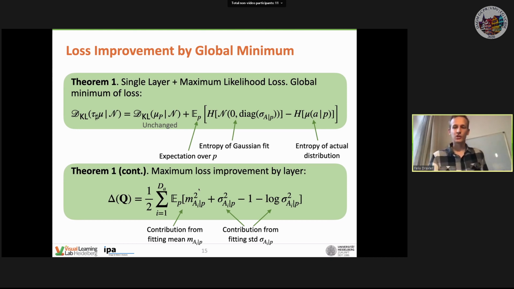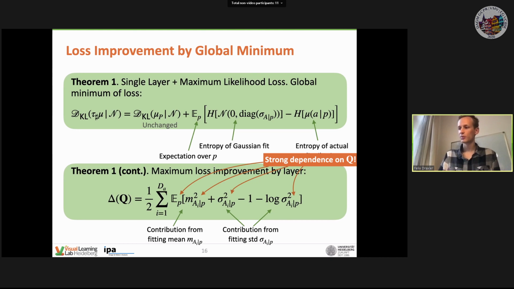So how does this formula look like? Well, there's a contribution from fitting the mean correctly, so this one, and there's a contribution from fitting the standard deviation. Now, this entire expression can actually be approximated at least directly from the data. So there is no need to train a network to know what the maximum loss improvement will be after training. So we can directly from the data read off the conditional mean, for example, by binning the data for the different values of P and then computing the mean and standard deviation empirically. And notice that there's a strong dependence on Q here, although it's not explicit. So the Q is hidden in the choice of A's and P's, as I said previously.